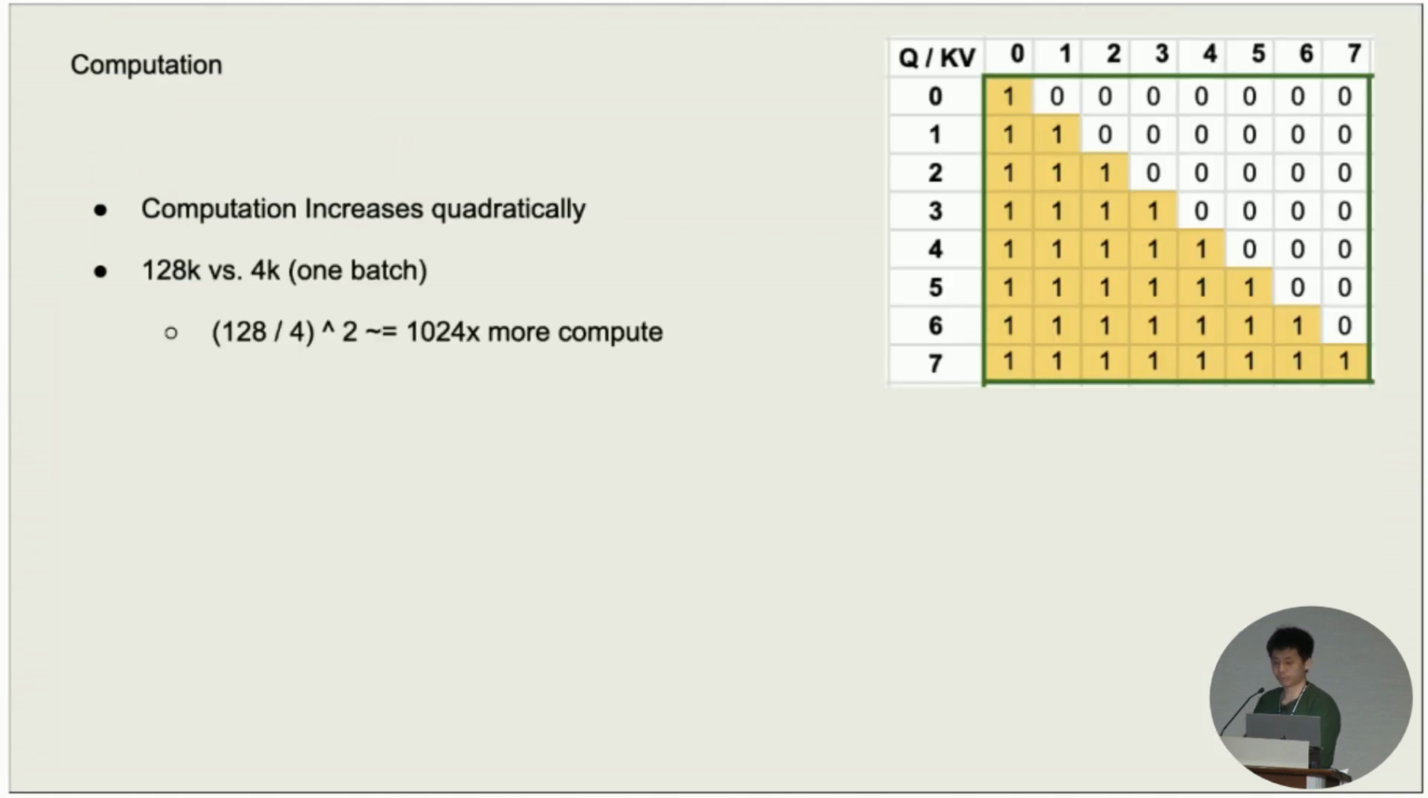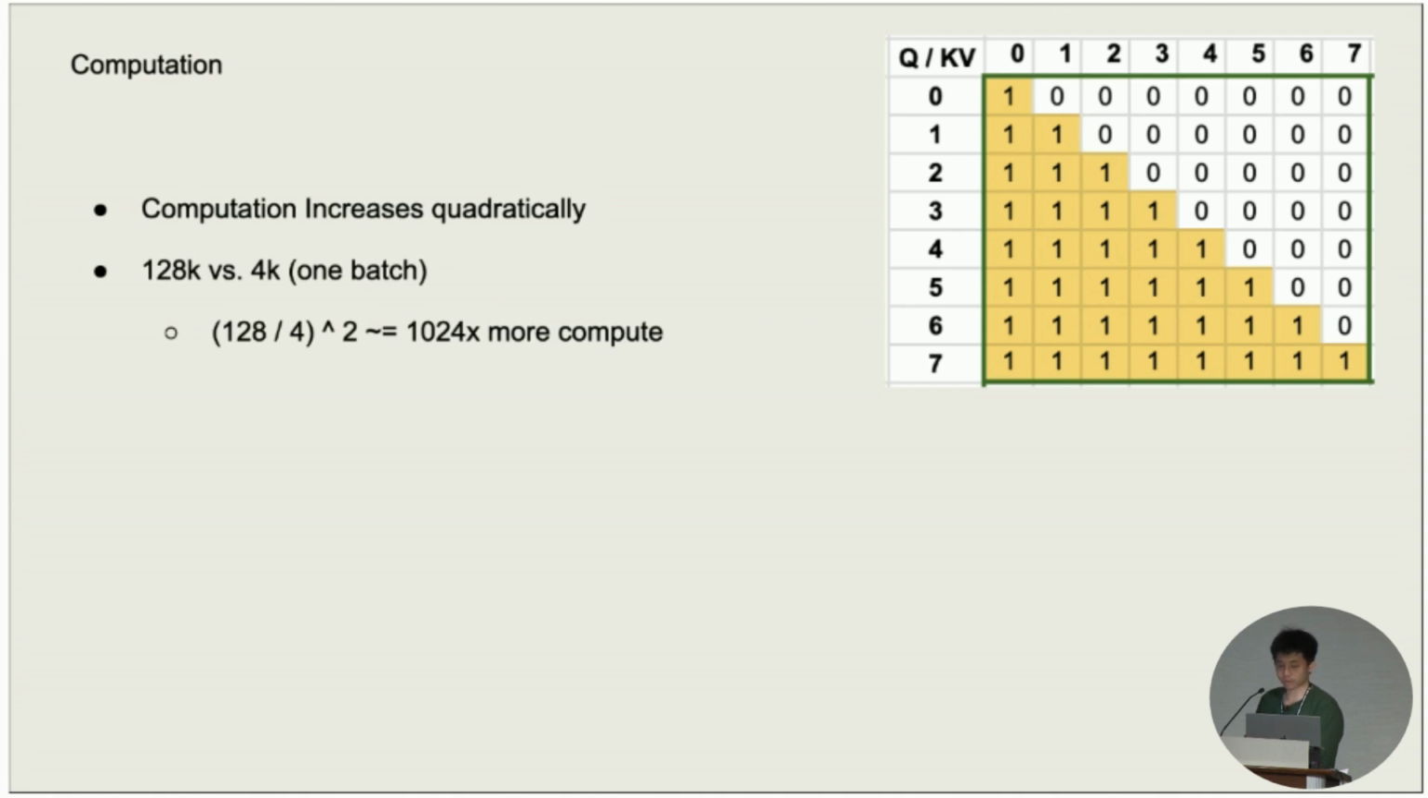And computation as well. Computation scales quadratically according to sequence length. So theoretically, a 128K model, in theory, has 10Kx more compute compared to a 4K sequence length model training. But because we are using accelerators to do training, the actual numbers will be less. The ratio will be less, but still it's substantial compared to short sequence training.